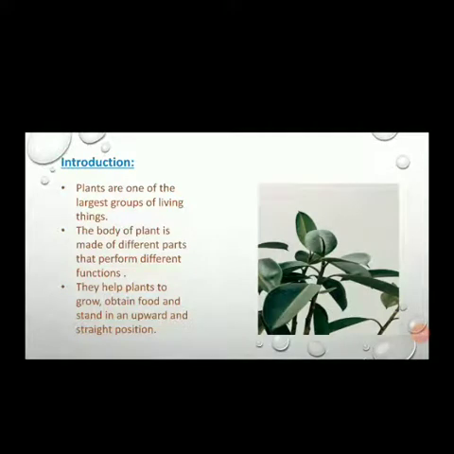Now, first, introduction. Children, in all living beings, plants are the largest group. As in a human body, different parts are there and they work in different manners. In the same way, plants also have different parts for different work. They perform different functions. In addition to this, they also help plants to grow, obtain food, and make them stand in an upward and straight position.